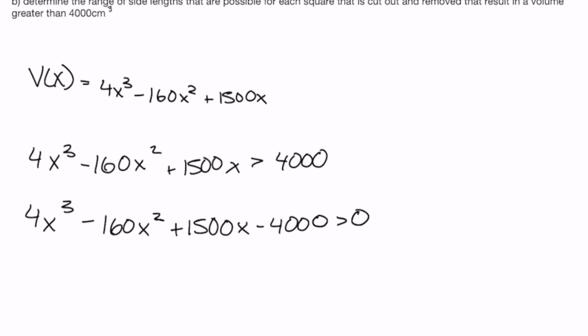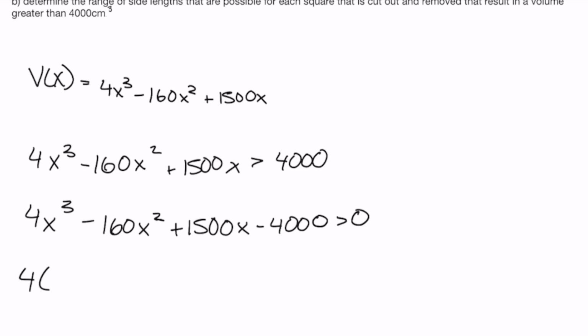Because this is cubic, it's a bit harder to do this. But what we can do is see that 4 is a common factor of each of these terms here, so of here, here, here, and here. To make this a bit easier to factor, I'm just going to factor out the 4 from the get-go.